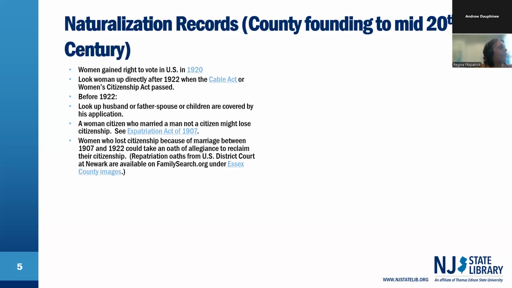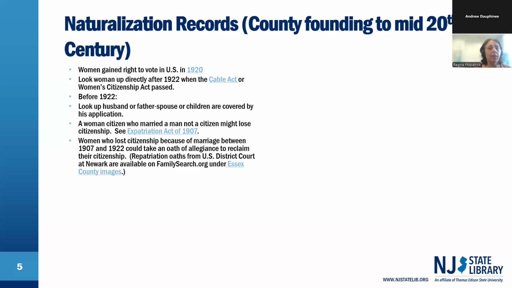A law in 1936 established how women who were married between 1907 and 1922 could reestablish their citizenship. They could take an oath at a local U.S. district court and reclaim their citizenship.